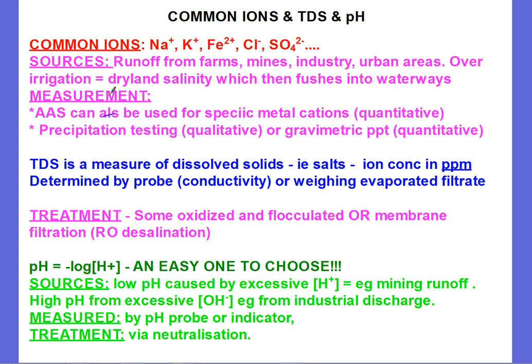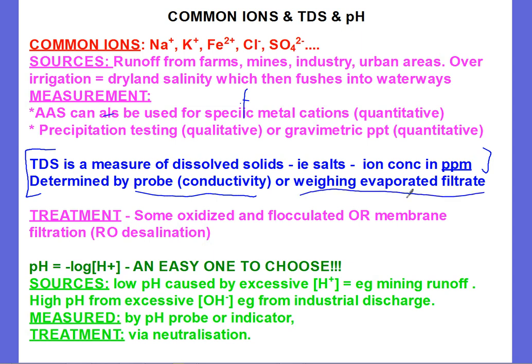AAS can be used for some specific metal cations, and that's a quantitative measurement, or you can use precipitation testing or gravimetric precipitation testing, which is qualitative or quantitative. TDS is an important measurement mentioned in the syllabus of ions. TDS is a measure of the total dissolved solids, i.e. salts or ions, and it's measured in parts per million ions. You can determine it by a probe, which is a conductivity probe, or you can weigh and evaporate a filtrate, and that will tell you the TDS as well.